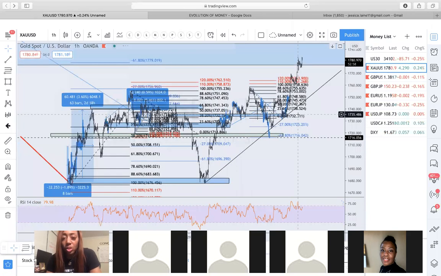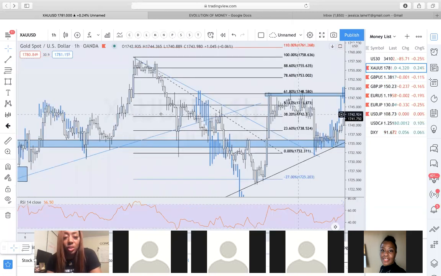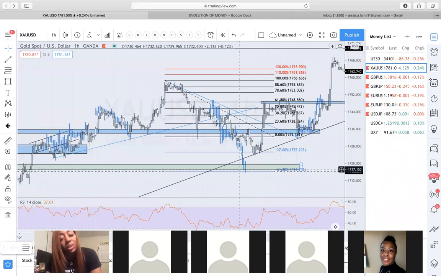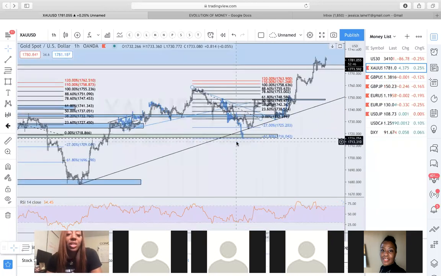So gold hit TP1 last week. This is what we talked about. And then this was the TP2 I had set, but it never hit. It just hit TP1. But TP1 gave us our second trend line bounce.